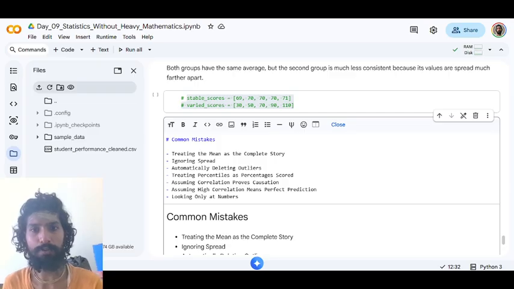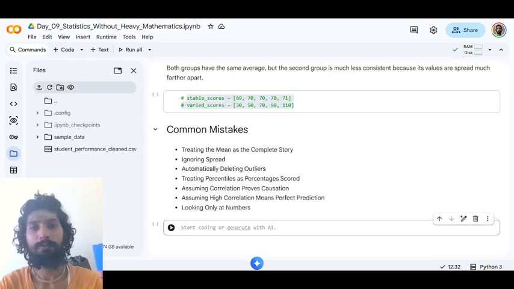Before we finish, choose one important output from today's notebook. It could be the mean, the median, the standard deviation, a percentile, an outlier, or the correlation. Now explain it in one sentence without technical jargon.